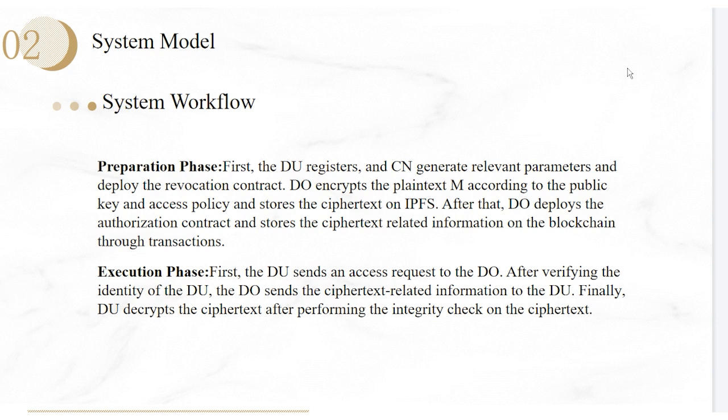Execution phase. First, the data user sends an access request to the data owner. After verifying the identity of the data user, the data owner sends the ciphertext related information to the data user. Finally, data user decrypts the ciphertext after performing the integrity check on the ciphertext.